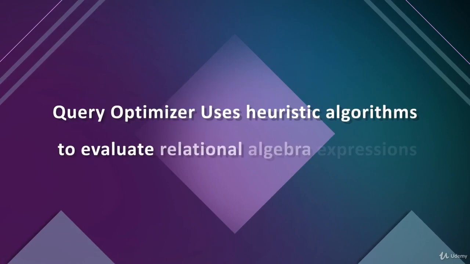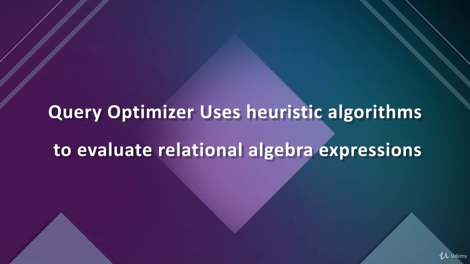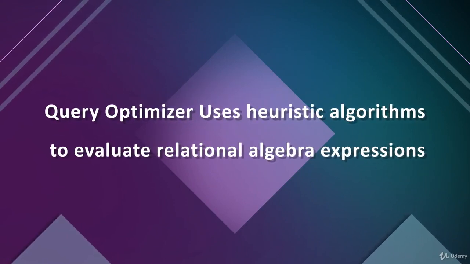Query Optimizer uses heuristic algorithms to evaluate relational algebra expressions. This involves estimating the cost of a relational algebra expression, transforming one relational algebra expression to an equivalent one, choosing access paths for evaluating the sub-expressions. Query optimizers do not optimize, just try to find reasonably good evaluation strategies.